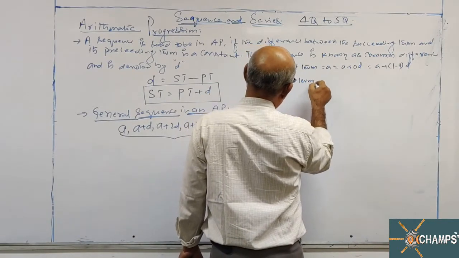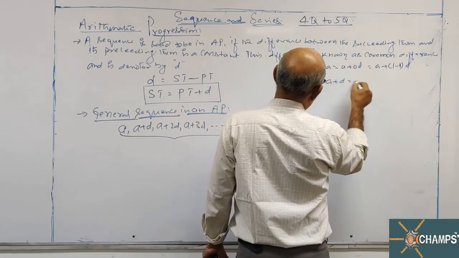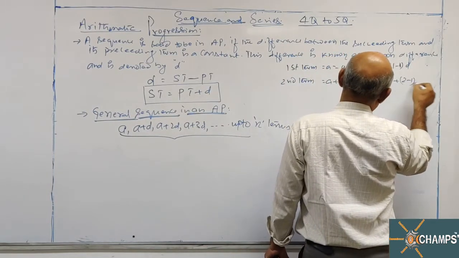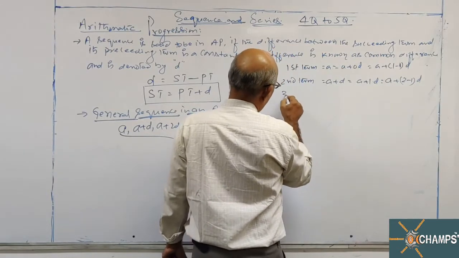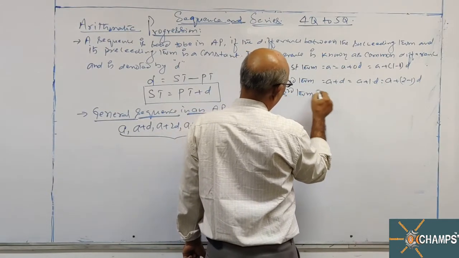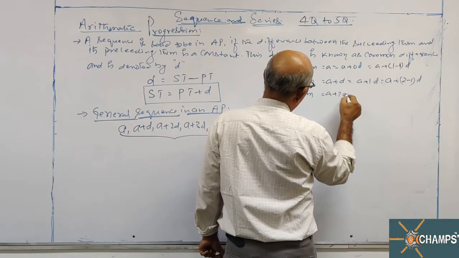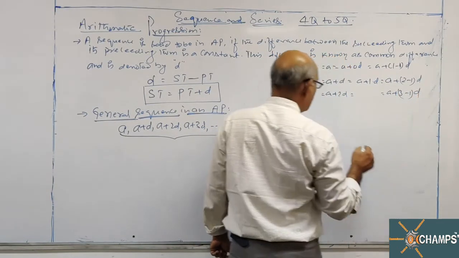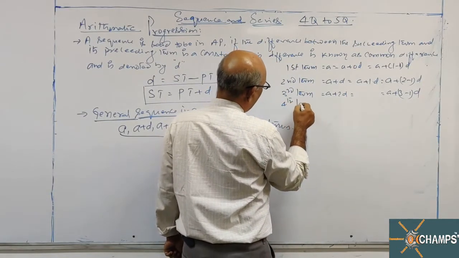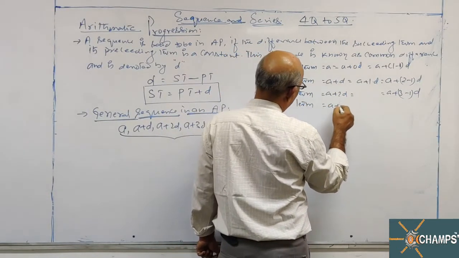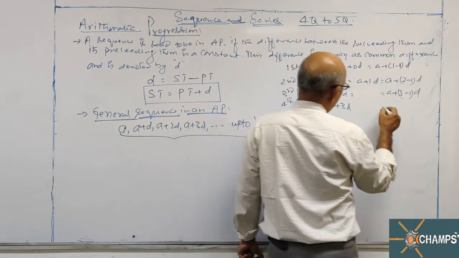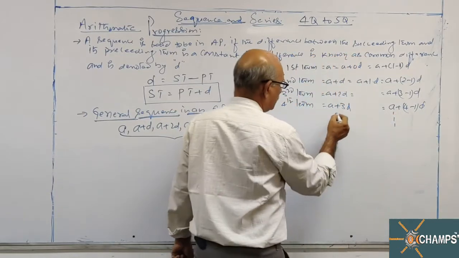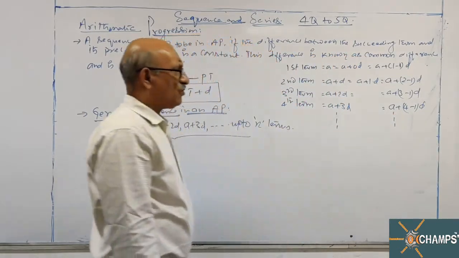Second term is equal to A plus D. A plus 1 into D. This is A plus 2 minus 1 into D. Third term is equal to A plus 2D. This is A plus 3 minus 1 into D. Fourth term is equal to A plus 3D. A plus 4 minus 1 into D, etc.